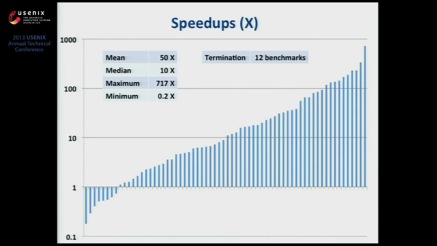There's also another important measurement, which is termination. On 12 benchmarks, our optimization was able to prune enough states to the point where it exhausted the state space. And what that means is that all uncovered lines after it's terminated are provably dead code for any input arguments with respect to the given environment. And that's an important point.